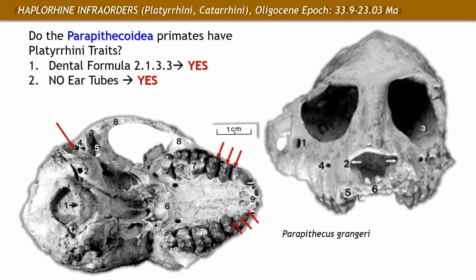So, do the Parapithecoidea primates have platyrrhine traits? Well, let's take a look at where the red arrows are. First of all, by the teeth, the dental formula, 2-1-3-3. And back where the arrow is pointing to in the ear region, no ear tubes. Aha! The Parapithecoidea have platyrrhine traits.